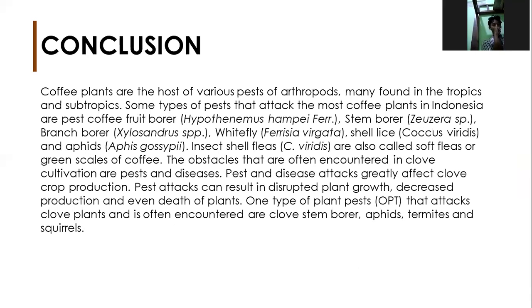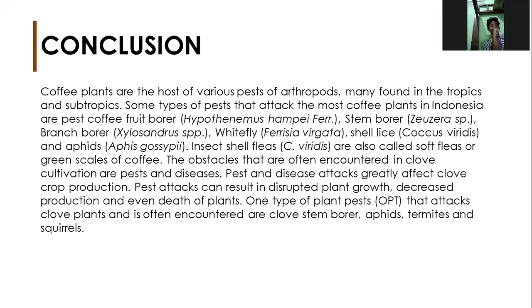Okay, the last is the conclusion of pest control of coffee and clove plants. Coffee plants are the host of various arthropod pests, many found in the tropics and subtropics. Some types of pests that attack coffee plants the most in Indonesia are the coffee fruit borer, Hypothenemus hampei, stem borer, Xylosandrus, branch borer, whitefly, Bemisia tabaci, shell insects, Coccus viridis, and aphids, or Aphis gossypii, and the insect scale, C. viridis, also called soft scale or green scale of coffee.